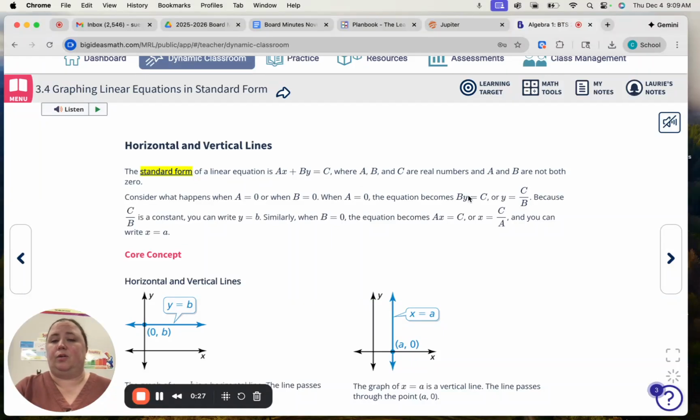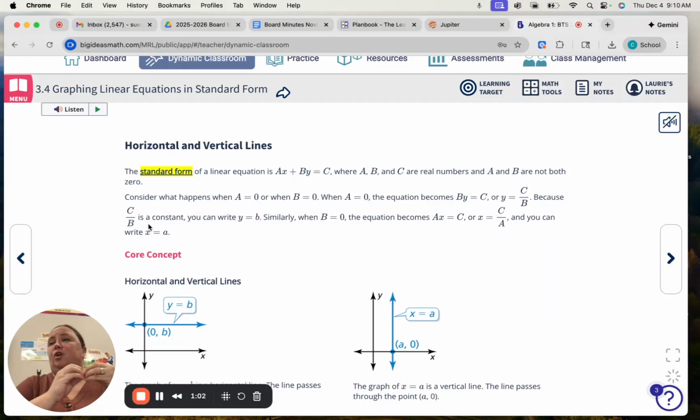When a is 0, the equation becomes by equals c, because a times 0 is just 0, right? So we just lose it. We don't have to have it in there. If I were to rearrange that, I would come up with y equals c over b. And because c over b is constant, you can write y equals b. The same thing would happen if b equaled 0. You would have the same equation except it'd be over a, and you could write x equals a. Okay, those are showing you whether it's a vertical line or a horizontal line.